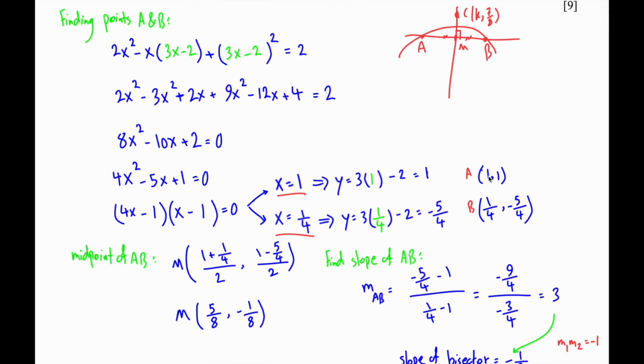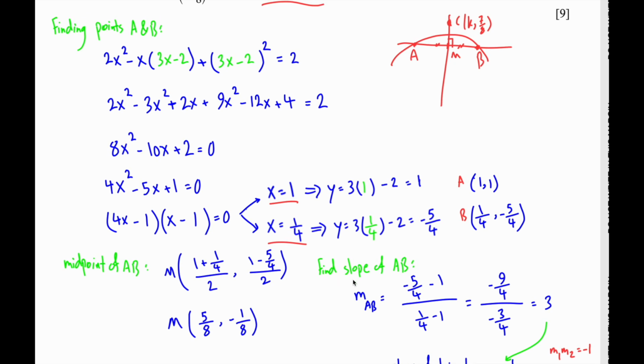Now I need to find the value of my midpoint. I can just go ahead and take the average of the x's and do the same thing for the y's, which leads to the x coordinate of the midpoint being 5 over 8 and the y coordinate being negative 1 over 8.